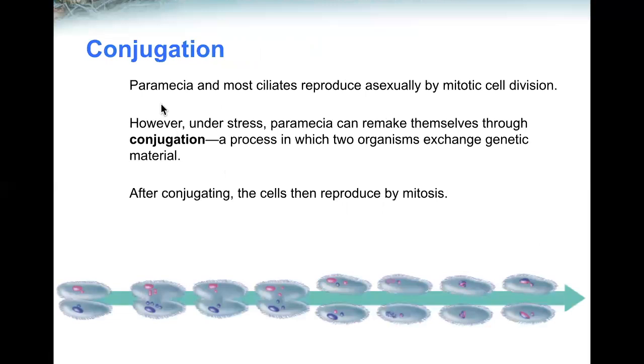Paramecia and most ciliates reproduce asexually by mitotic cell division. However, under stress, paramecia can remake themselves through conjugation, a process in which two organisms exchange genetic information. After conjugating, the cells then reproduce by mitosis.